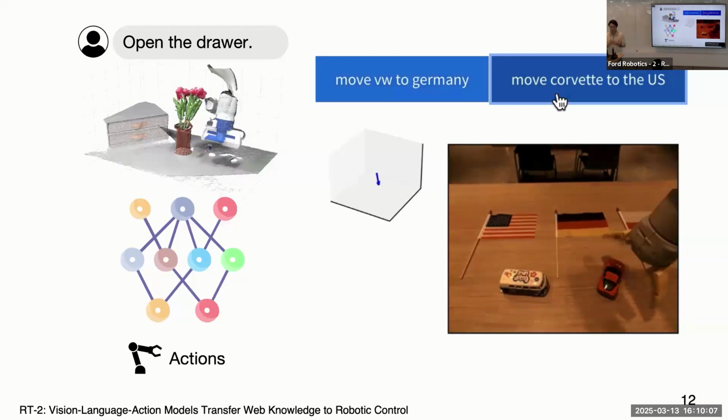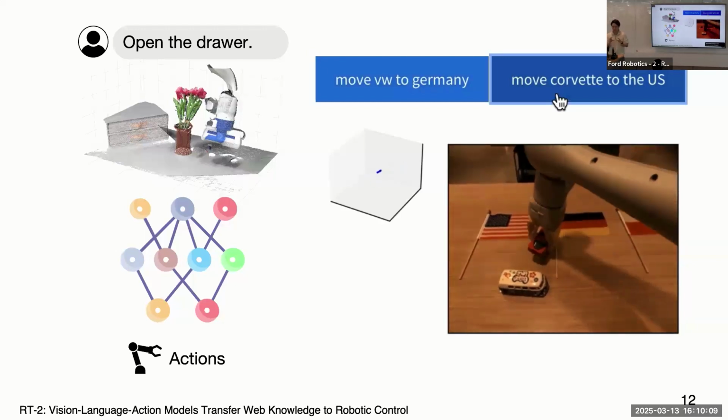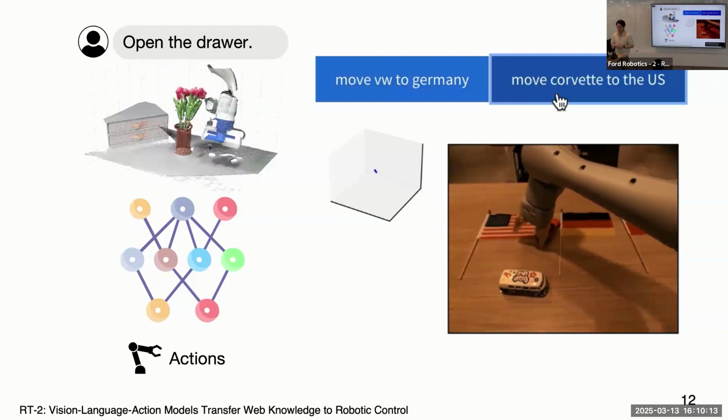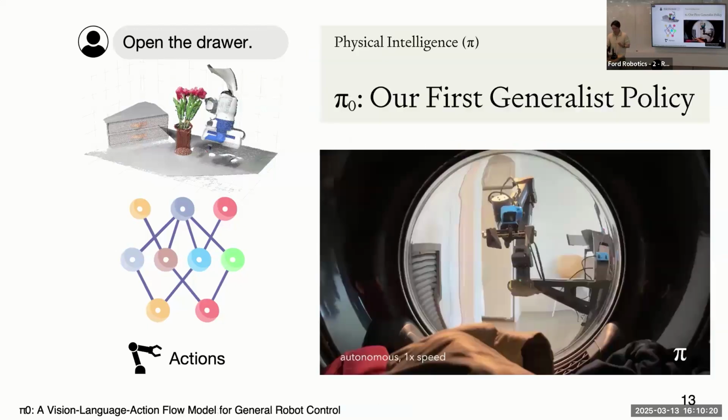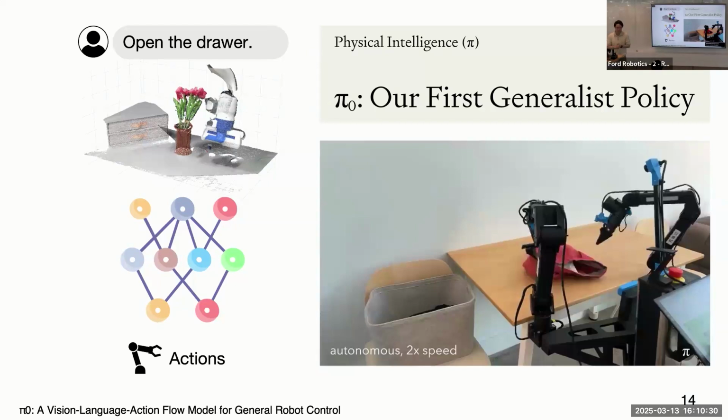The second example is to move Corvette to the US. Again, the high-level recognition is pretty good, as it has adapted from those vision language models, but the low-level execution, even for simple pick and place, is not there yet. Obviously, recently there has been a lot of progress in further pushing the robotic foundation model forward, with work like Pi0. They also show some very nice performance.